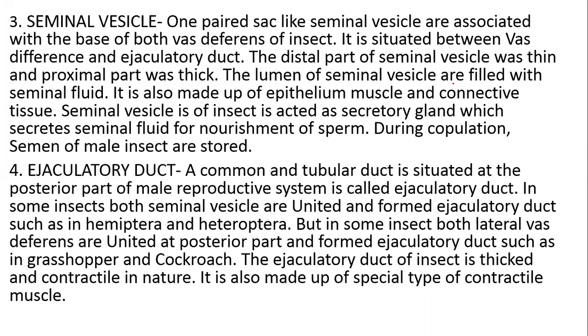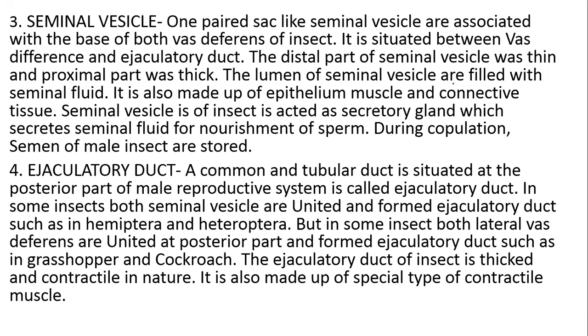The distal part of the seminal vesicle is thin and the proximal part is thick. The lumen of the seminal vesicle is filled with seminal fluid. It is also made up of epithelium, muscles and connective tissue. The seminal vesicle of the insect acts as a secretory gland which secretes seminal fluid for nourishment of sperm. During copulation, the semen of the male insect is stored in this region.